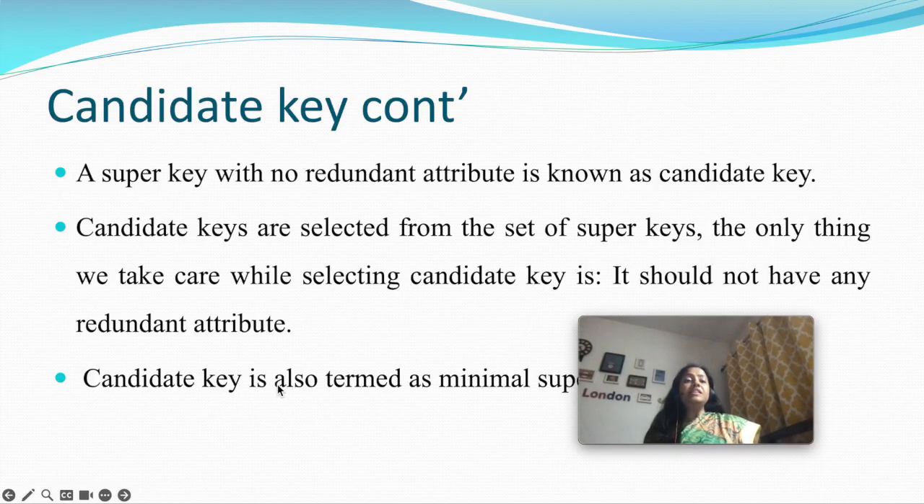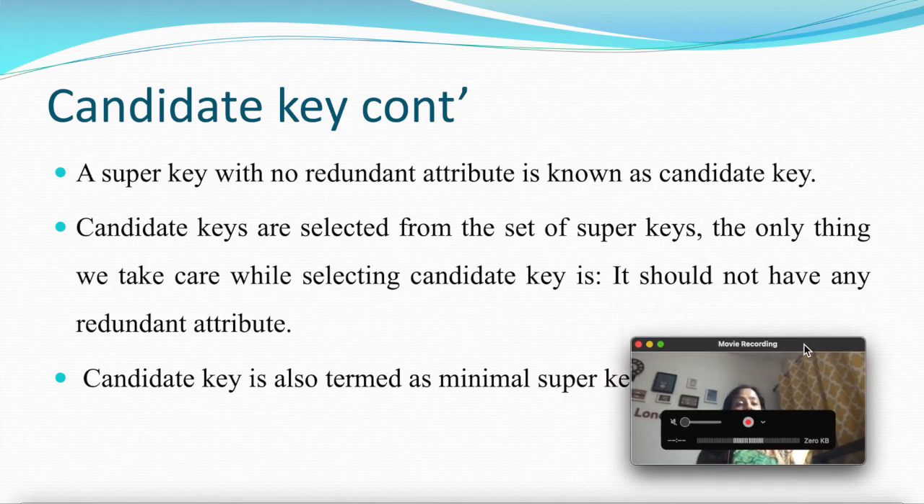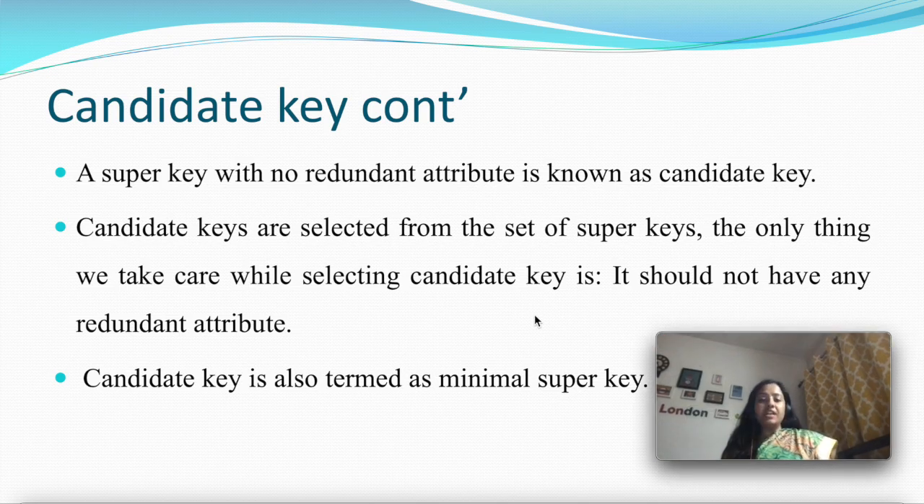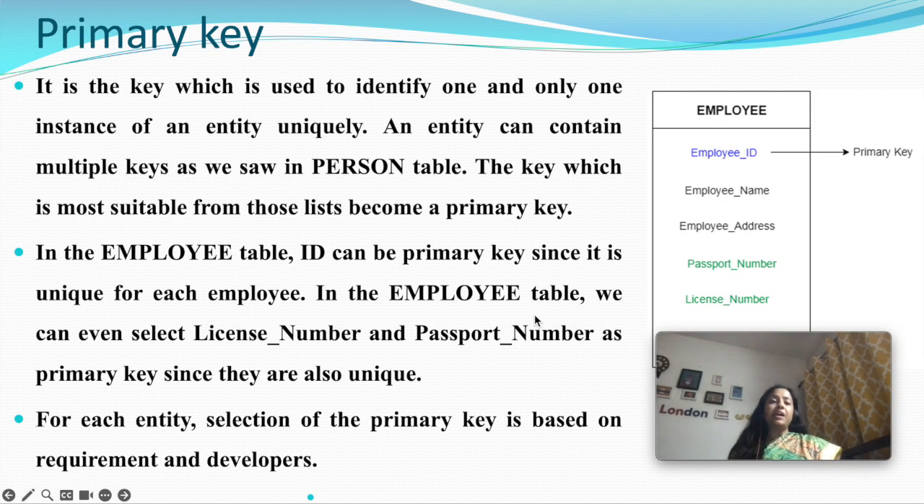Now we come to one more thing. A super key with no redundant attribute is known as a candidate key. Candidate keys are selected from the set of super keys. The only thing we take care of while selecting a candidate key is that it should not have any redundant attribute, right? A candidate key is also termed a minimal super key, like I have discussed a while back.